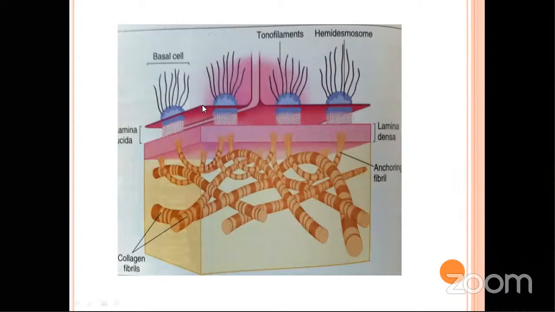So I told you this is the basal layer attached by hemidesmosome. Below that there are a few fibers, the anchoring fibril, which is made up of collagen 7. If the autoantibodies are directed against this, it causes epidermolysis bullosa.